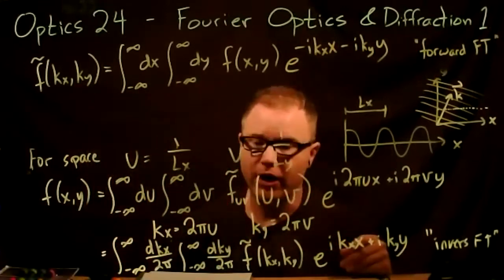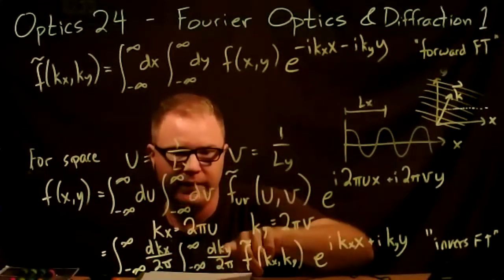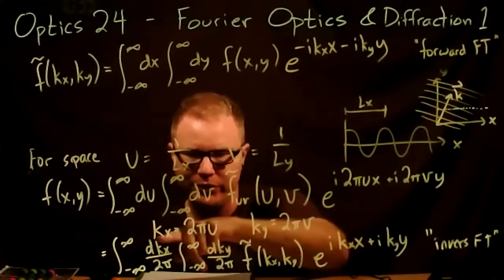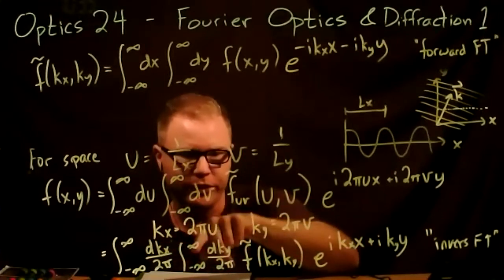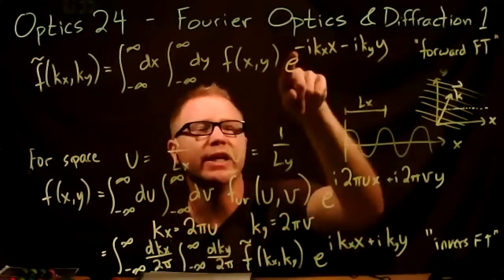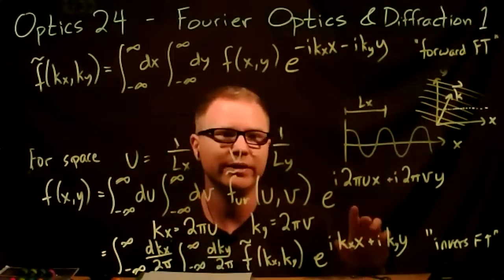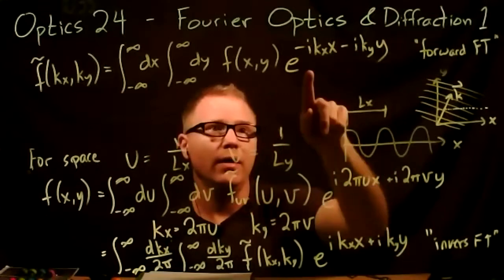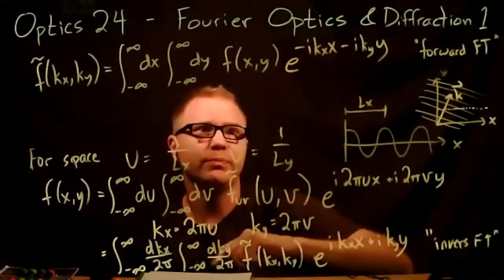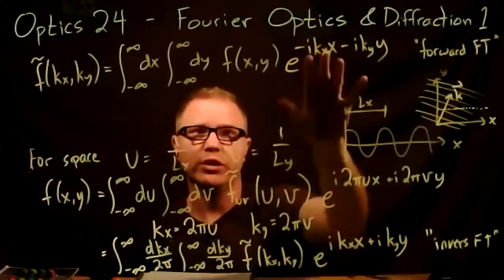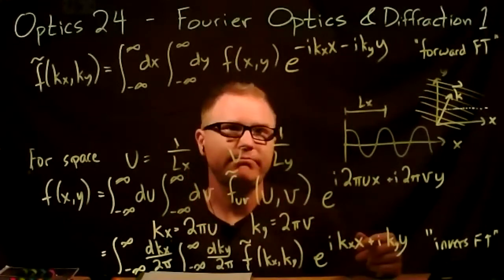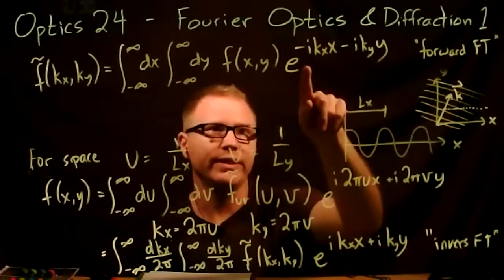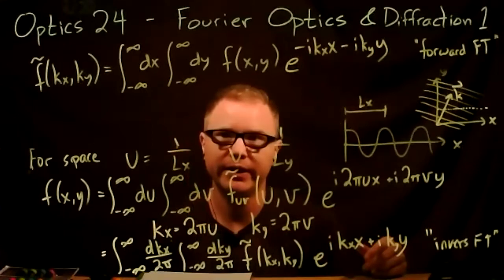These look very similar, and they are very similar, except that, annoyingly, the way I've written them, I've put the two pi's here instead of in the exponent where they really belong. If I put them up in the exponent where they belong, this would look perfectly symmetric. And the only thing that would be different would be the complex conjugate.